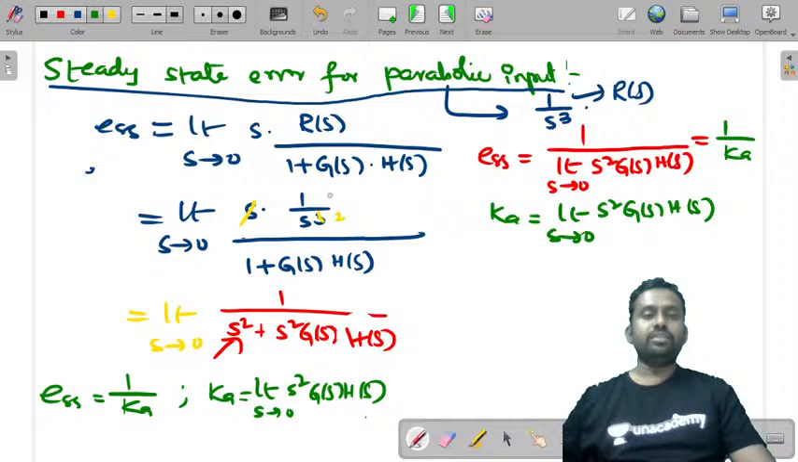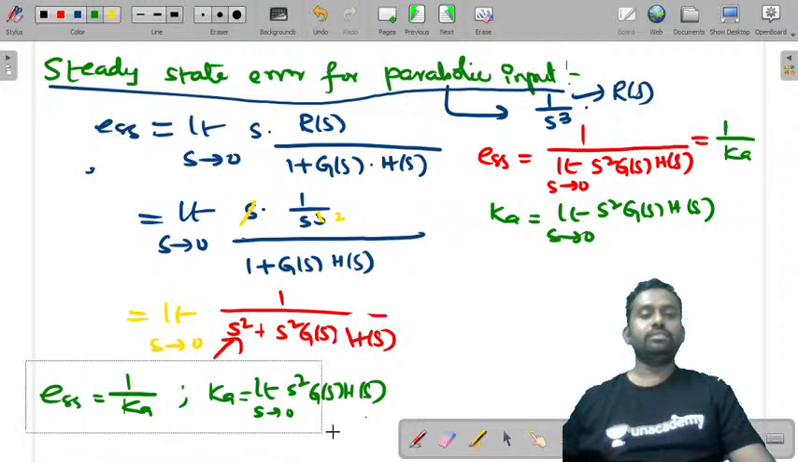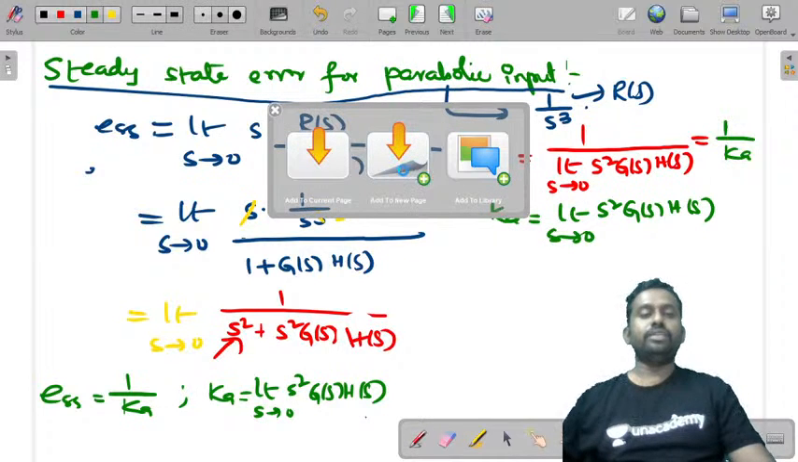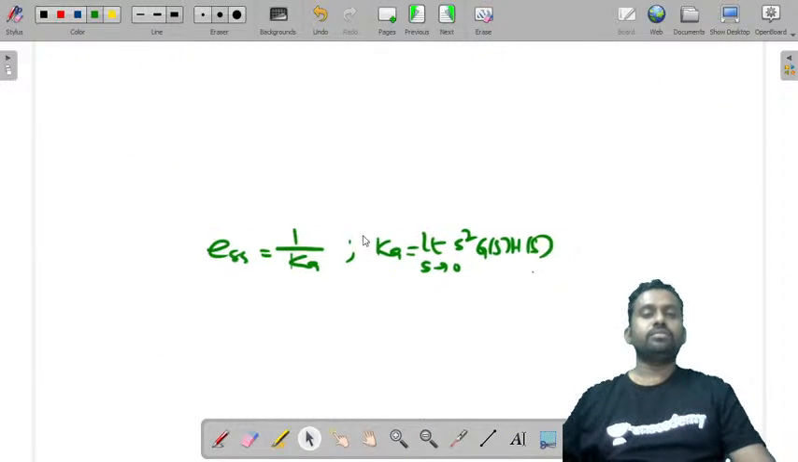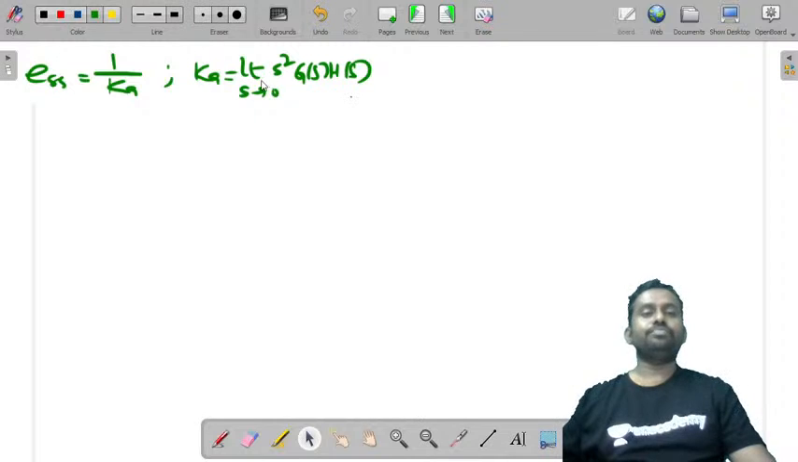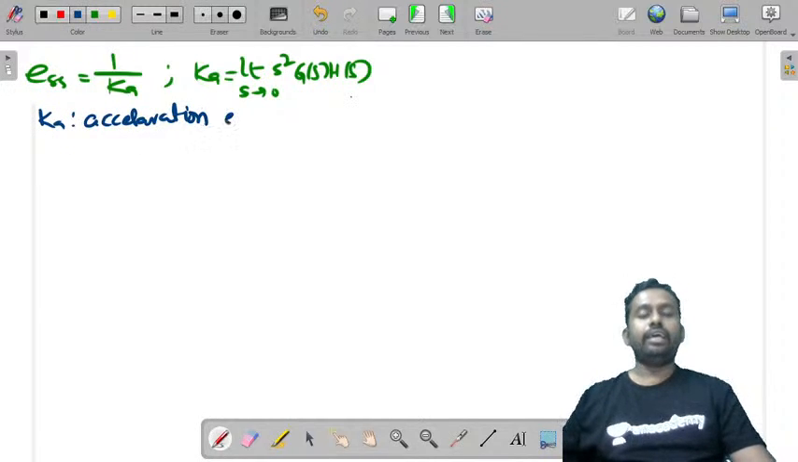Now we have to find these ess and ka values for different types of the system. So let us take this to the next slide, and this is steady state error and acceleration error constant. I did not write that. Let me tell you, ka is called the acceleration error constant.